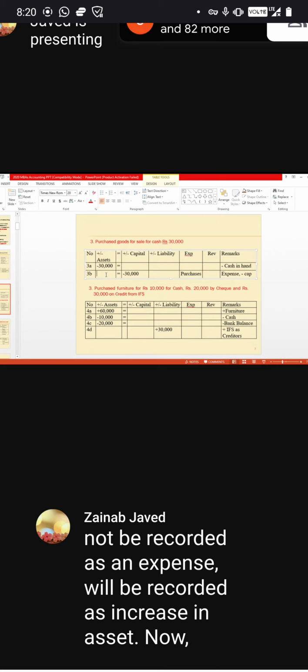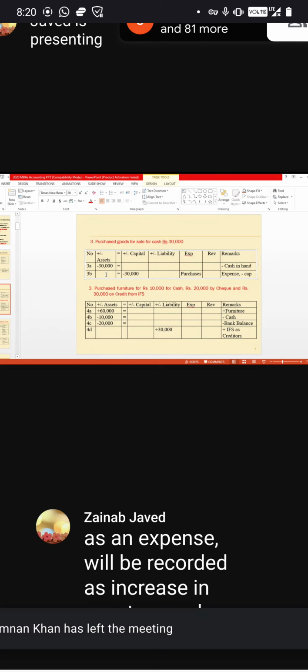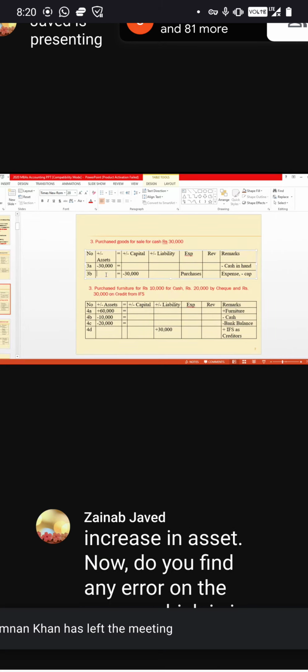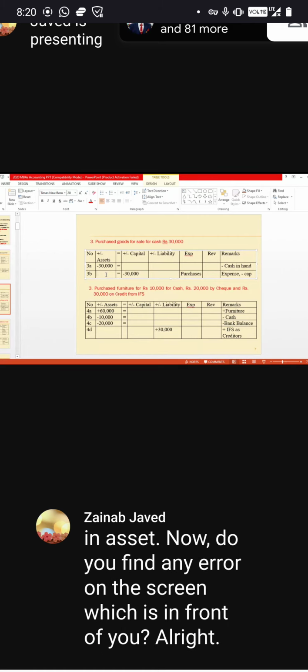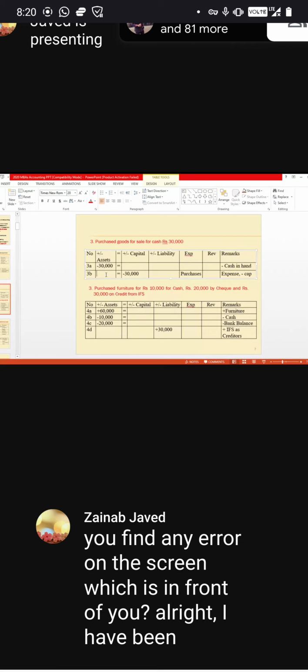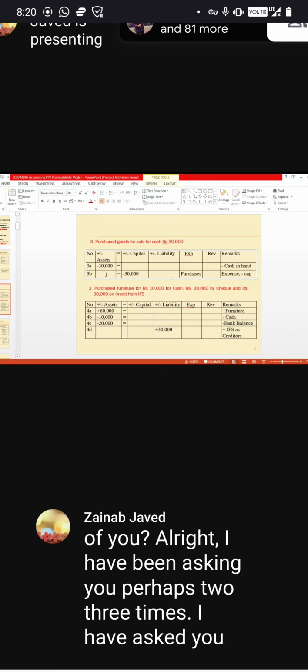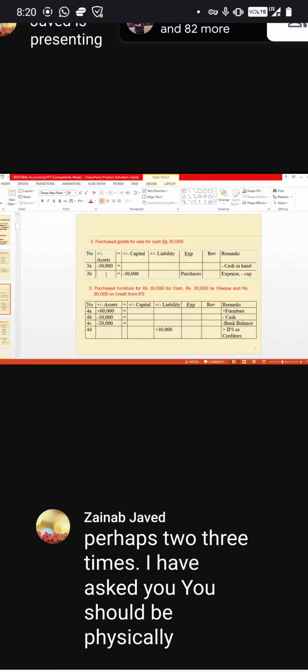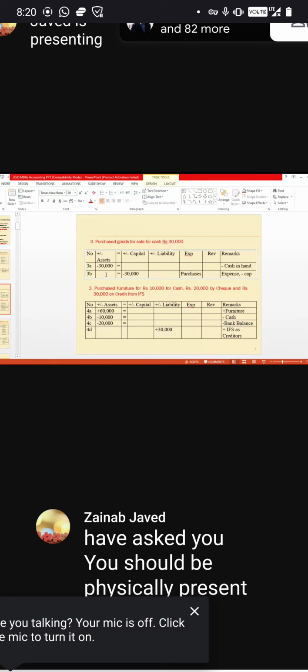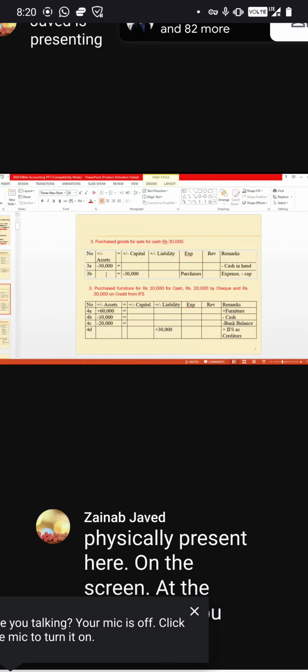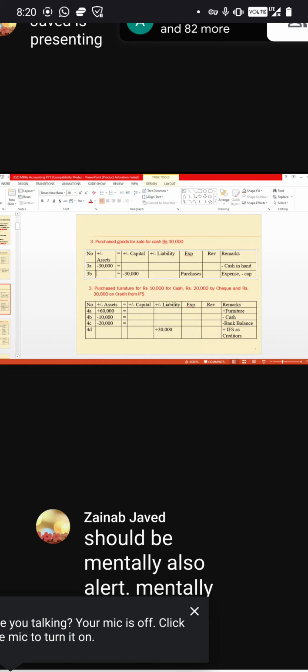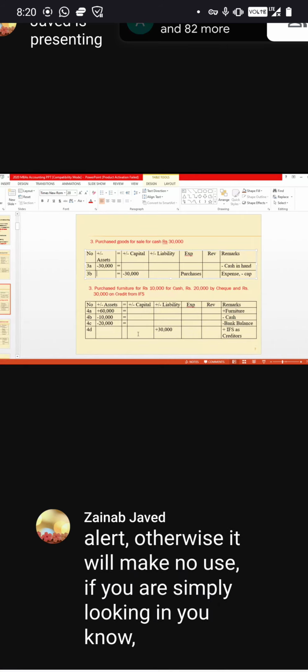Now, do you find any error on the screen which is in front of you? All right. I have been asking you, perhaps 2-3 times, you should be physically present here on the screen. At the same time, you should be mentally also alert. Otherwise, it will make no use if you are simply looking and maybe your mind is somewhere else.